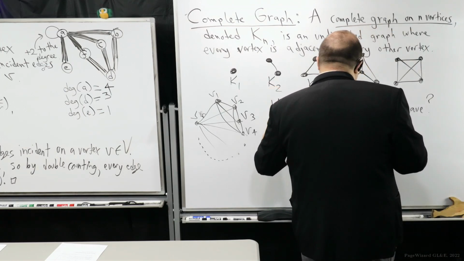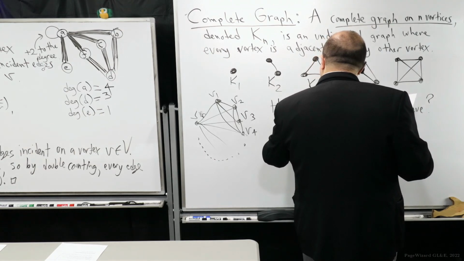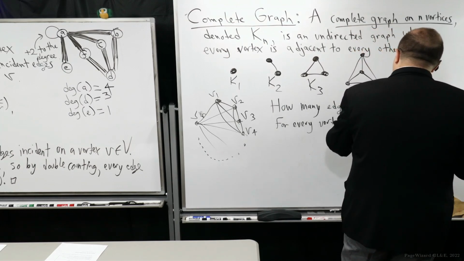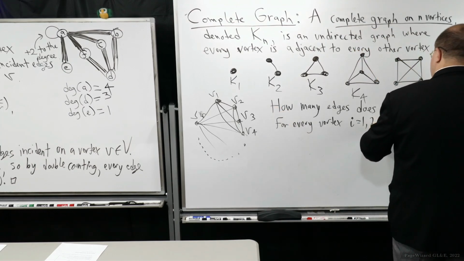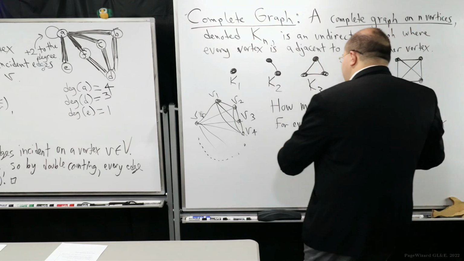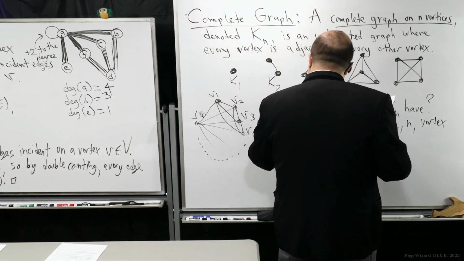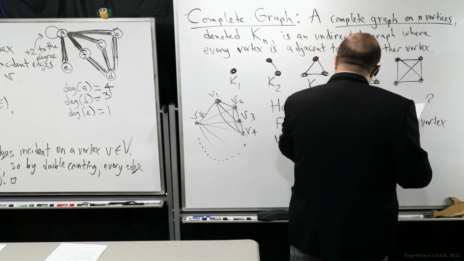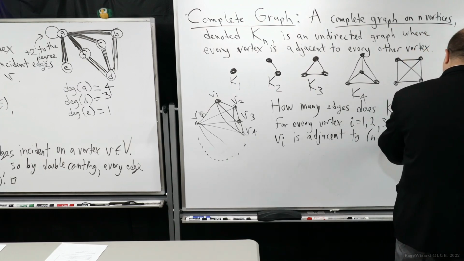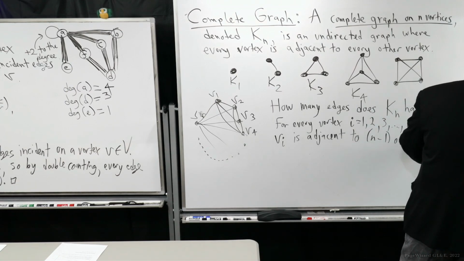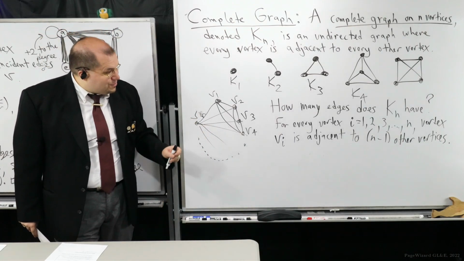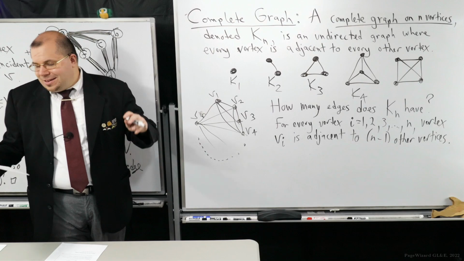So let's think about it. For every vertex, I'm just going to go through each one of the vertices, just like my picture over here, 1, 2, 3, all the way up to n. Vertex Vi is adjacent to n minus 1 other vertices, right? But what does that mean? It means that the degree of each vertex is exactly equal to n minus 1, right?